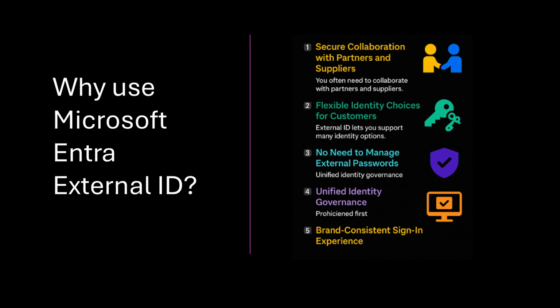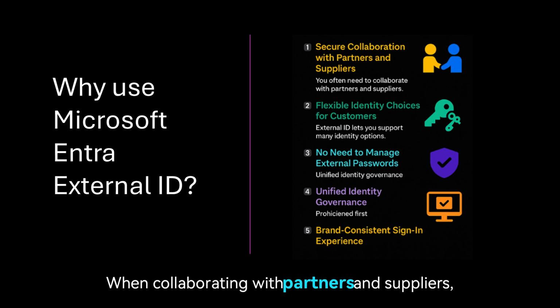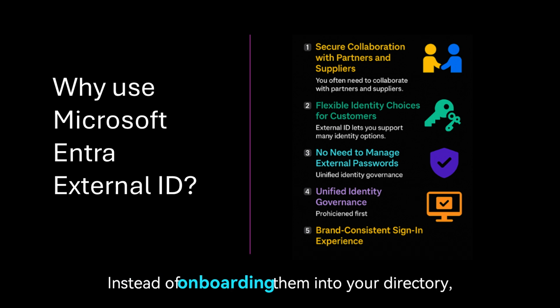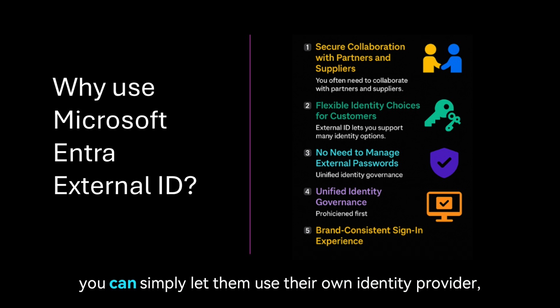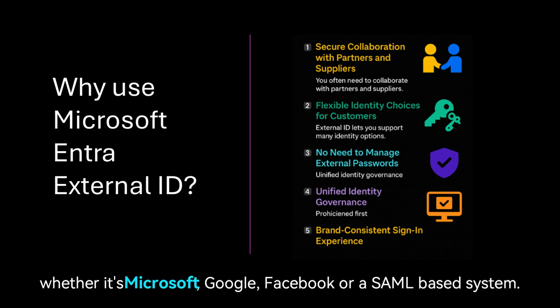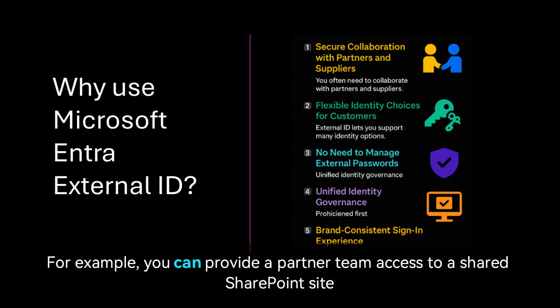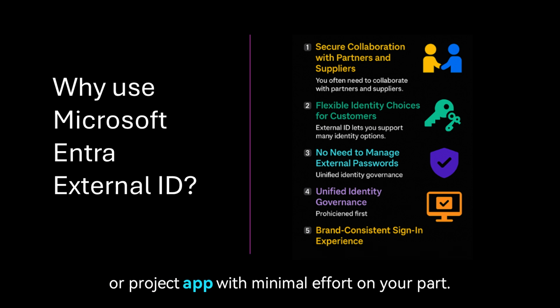When collaborating with partners and suppliers, you often need to give them access to your project tools or resources. Instead of onboarding them into your directory, you can simply let them use their own identity provider, whether it's Microsoft, Google, Facebook, or a SAML-based system. This not only streamlines collaboration, but also keeps access secure and controlled. For example, you can provide a partner team access to a shared SharePoint site or project app with minimal effort on your part.